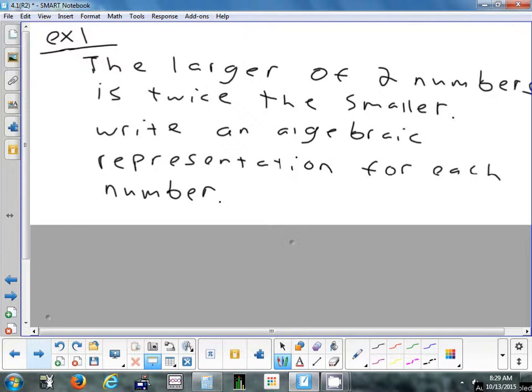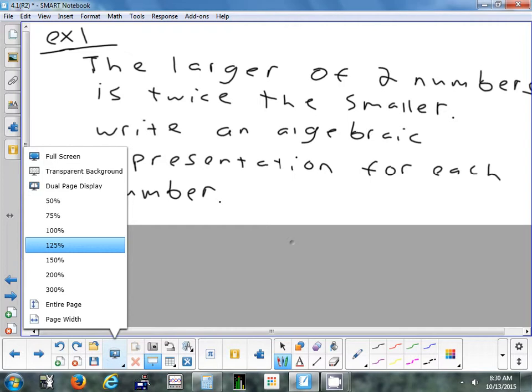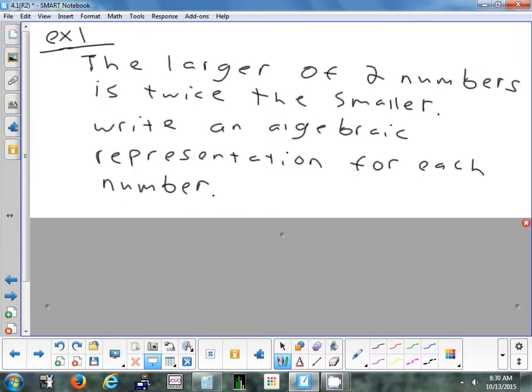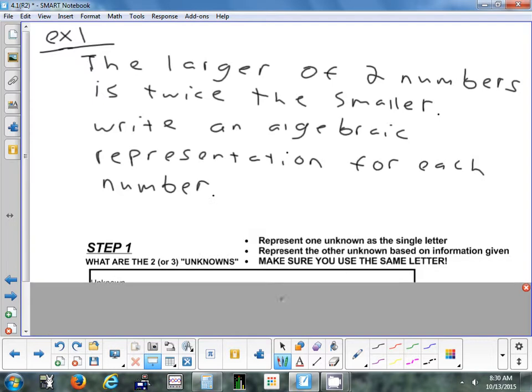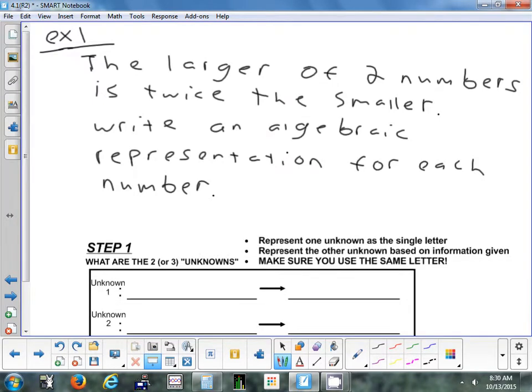All right, so let's just read through it. The larger of two numbers is twice the smaller. Write an algebraic representation for each number. In other words, do what we just did in the last problem. Okay, so here's our template.